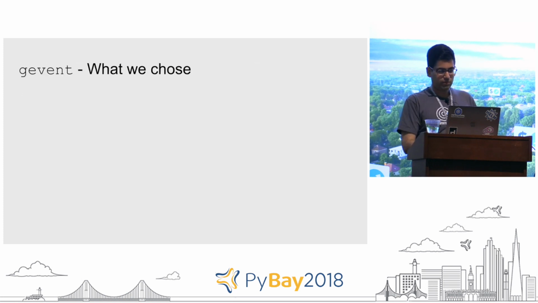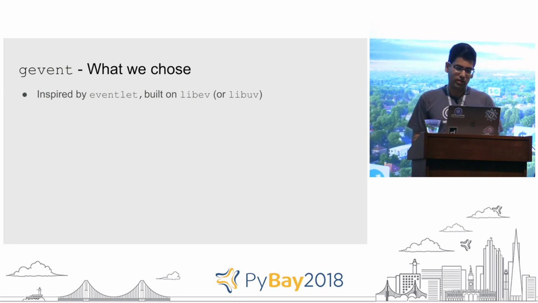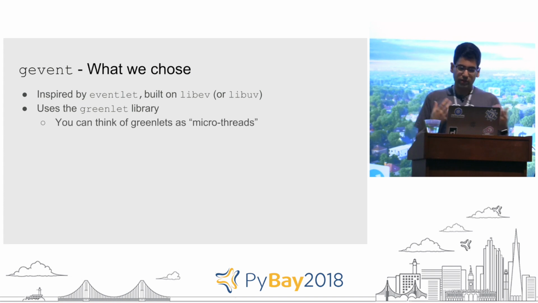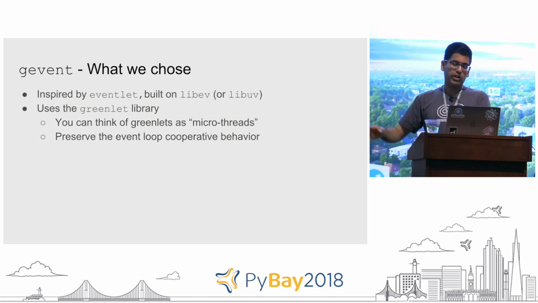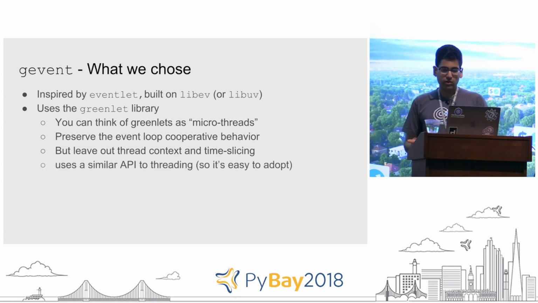So we actually chose a library called gevent. It's inspired by Eventlet, which is another coroutine library. It was built on libev, and it's now based on libuv if you get the latest version of it. It uses the greenlet library. You can think of greenlets as micro-threads. It preserves this event loop cooperative behavior. Essentially, we're getting rid of context switching and replacing that purely with waiting for I/O, leaving behind the thread context, time slicing, and preemption that we had before.